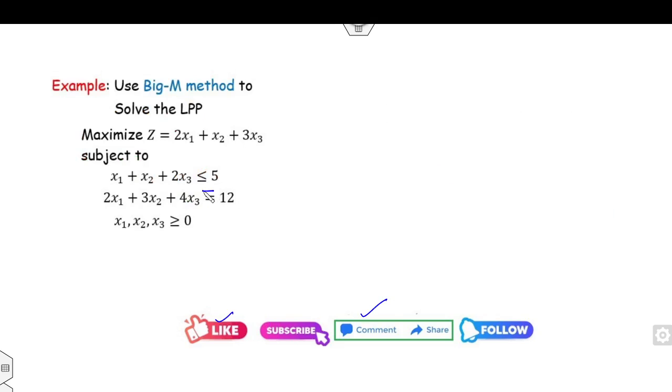Now you can see that one of the constraints has the greater than or equal to sign. So yes, you can apply the Big M method. Again, the problem is maximization. Remember students, if your problem is minimization, you can convert it into maximization by multiplying with the negative sign.